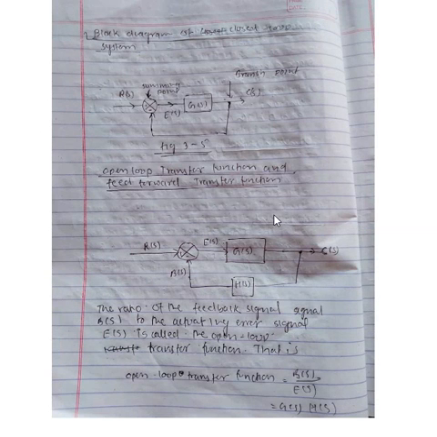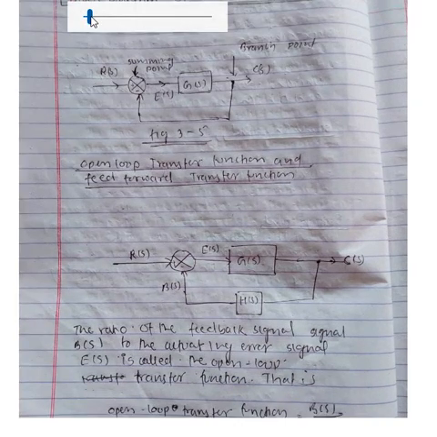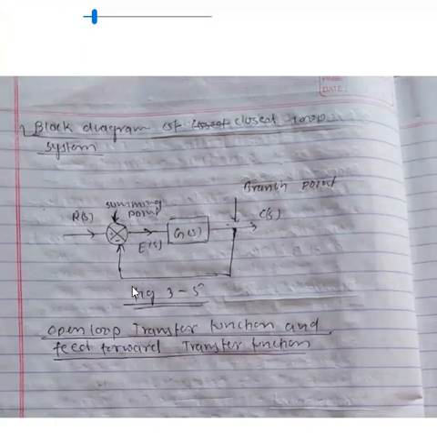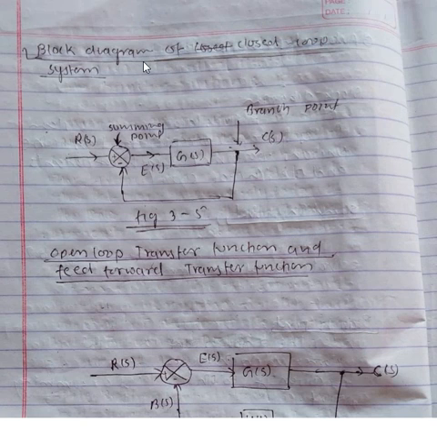Now let's move to the block diagram of a closed loop system. I will zoom in so that you can view it. In the block diagram of the closed loop system, R(s) is the input function. This is a summing point. We already talked about what a summing point is, a circle with a cross. And this is E(s), the error. And this is G(s).